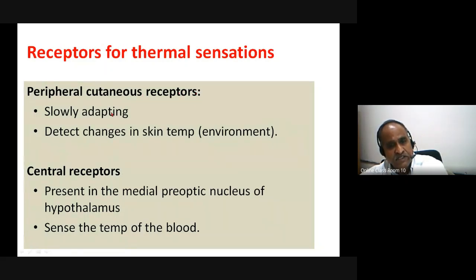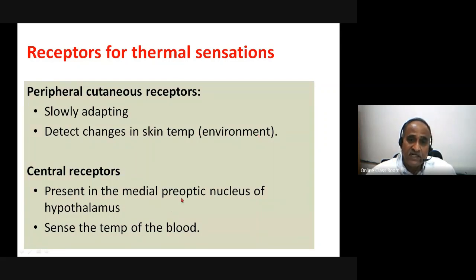The peripheral cutaneous receptors are slowly adapting receptors. Suppose you are feeling cold, you will continue to feel cold because it will not disappear. The sensation of cold will persist. However, you may adapt. Suddenly you are taken to a cold room, you feel the real chill. When you stay in the cold room for a while, they get adapted, but they will not completely adapt. So these are slowly adapting. They detect changes in skin temperature, that is, the ambient or environmental temperature.